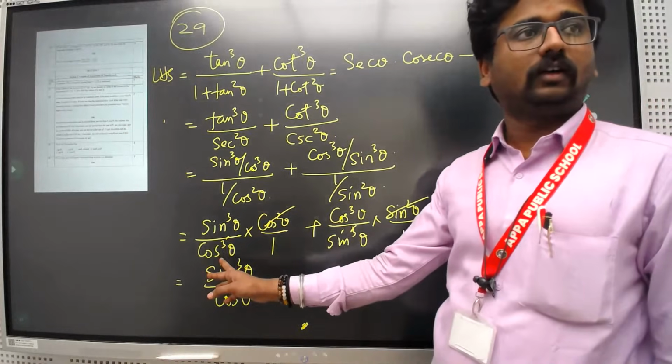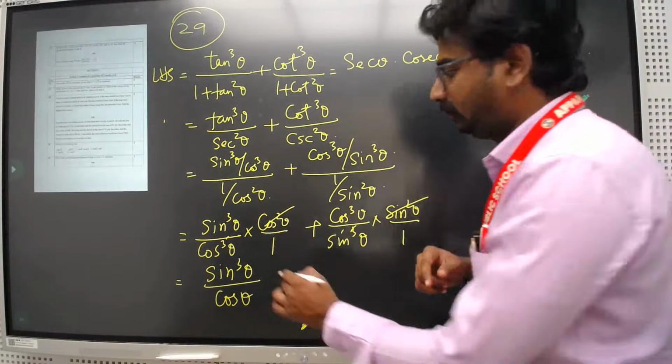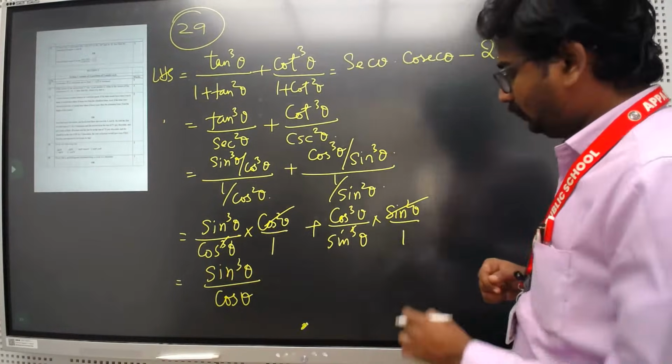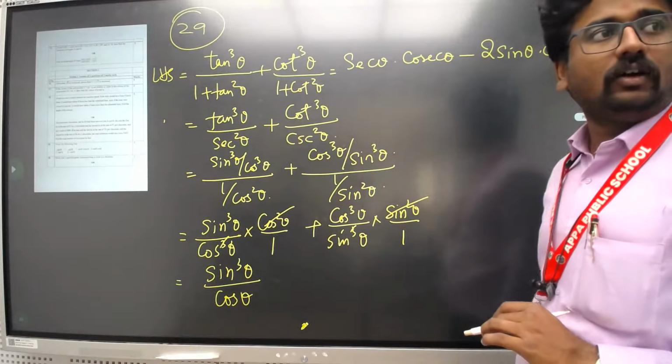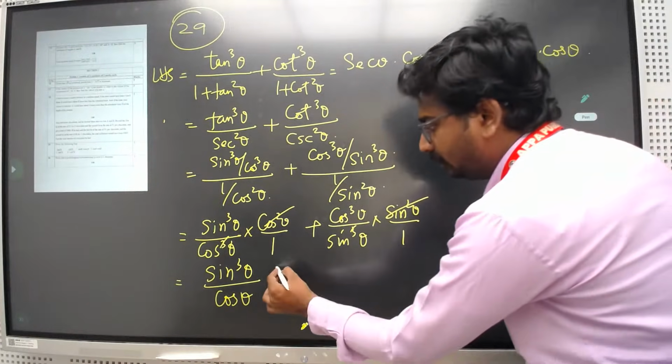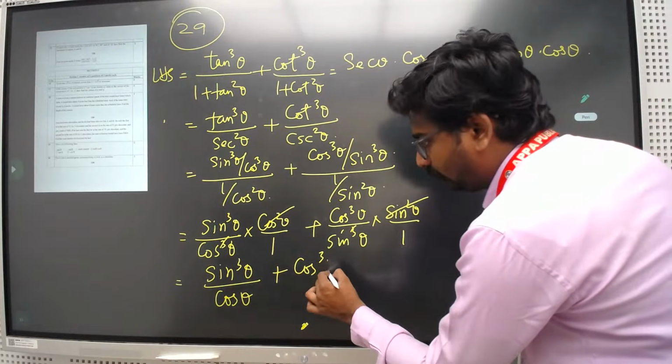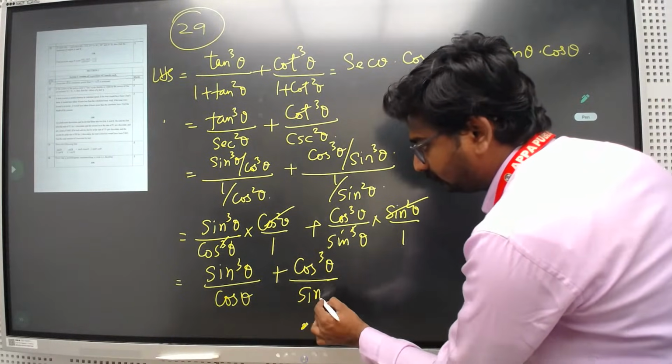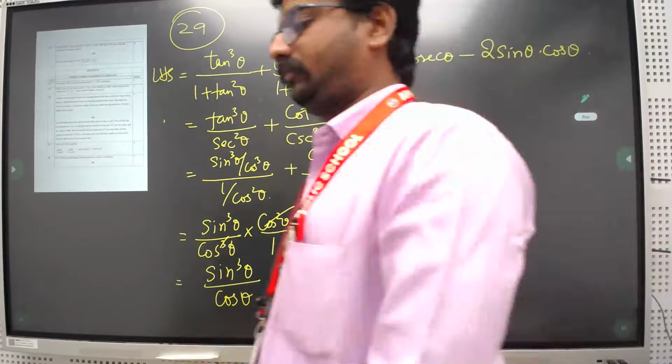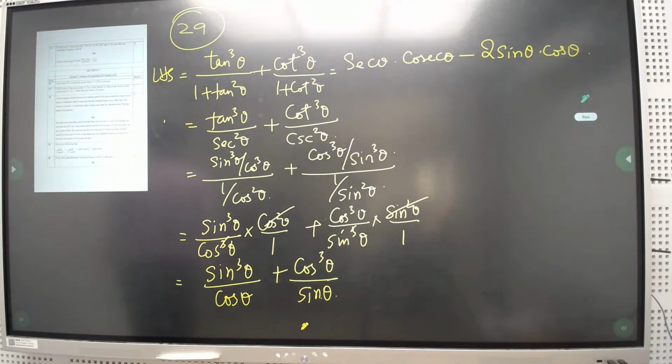Out of 3 cos, 2 gone, how many remaining? 1 cos is remaining. Out of 3 sine, 2 sines are gone. What is remaining? 1 sine. Plus cos cube theta by sine theta. This is just a conversion. After conversion, LCM. After LCM, one identity of your 9th standard. That will give a cube to a to the power 4, let us see.